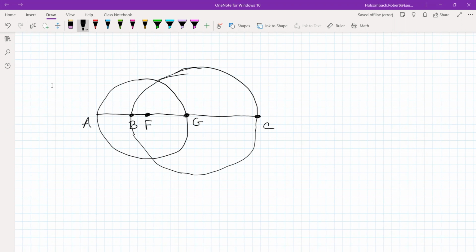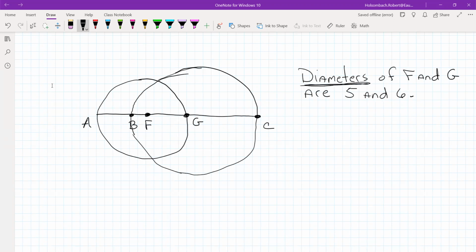All right, so here's the given information. Diameters of F and G are 5 and 6. That means the diameter of F is 5, the diameter of G is 6. Remember, diameter is twice as big as the radius. So now I'm going to go over here to circle F. If circle F has a diameter of 5, then it has a radius of 2.5. So from F, the center of the circle, to the circle is 2.5.